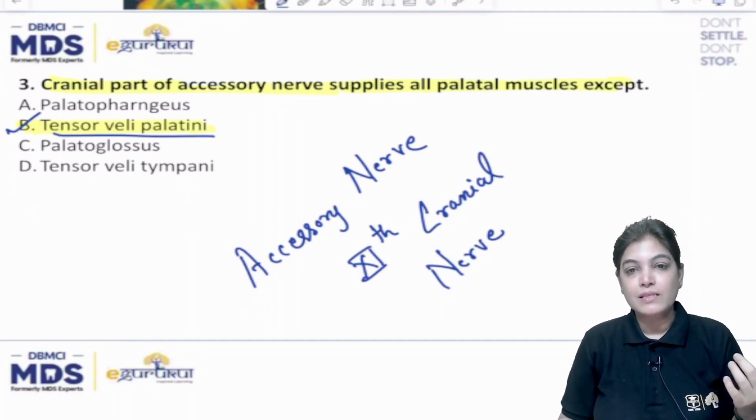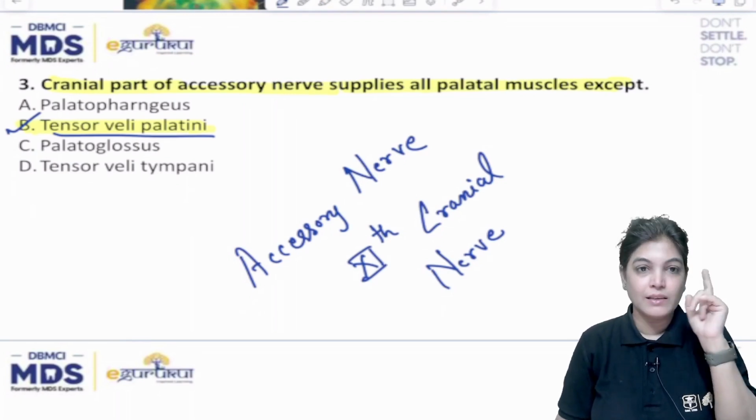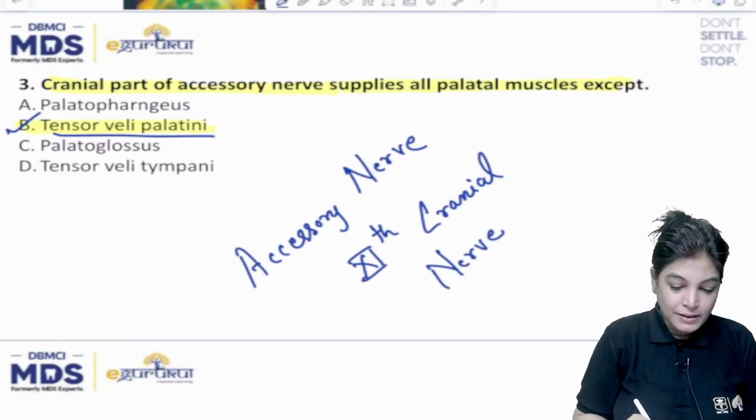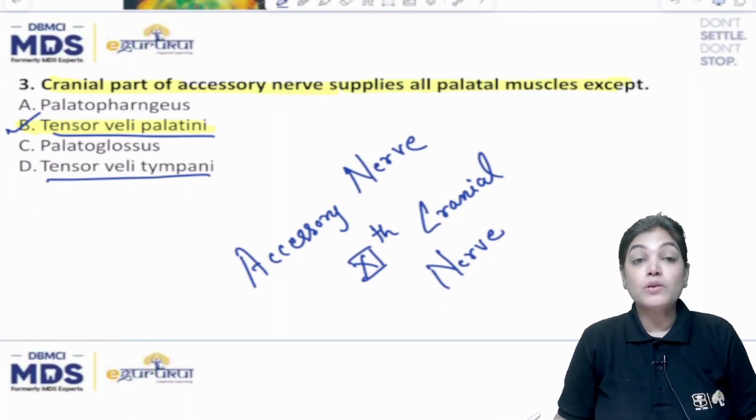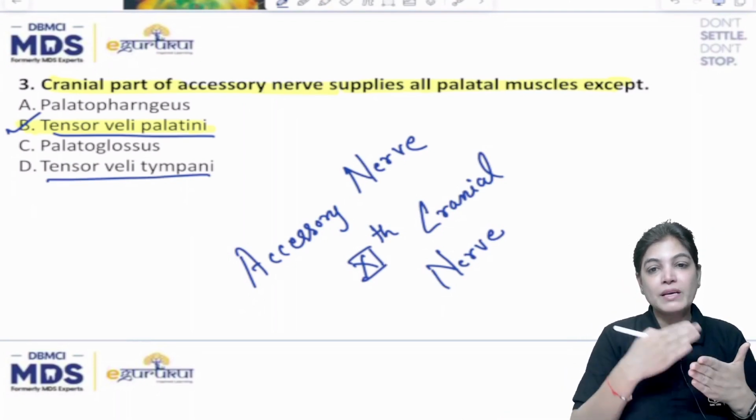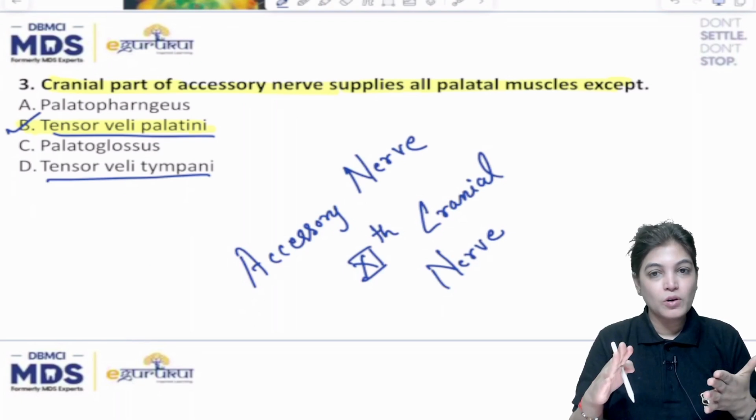It is the muscle which is supplied by a branch from trigeminal nerve. We'll come to this. Now, other than that, there is one more muscle, that is tensor veli tympani. So you can get confused between option B and D. Okay. So once more I am explaining it.